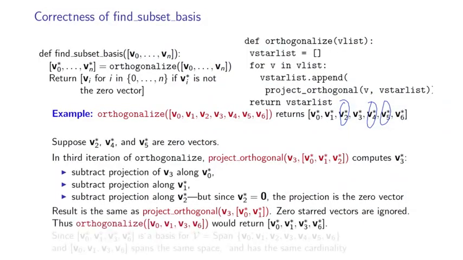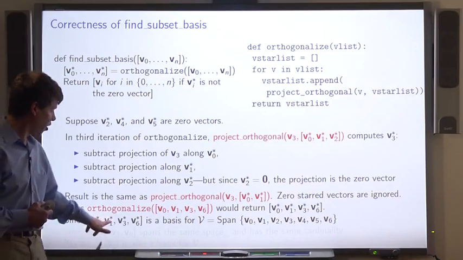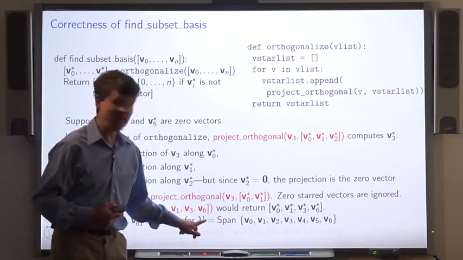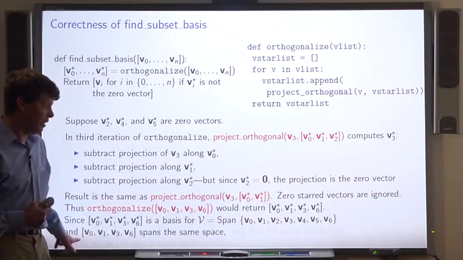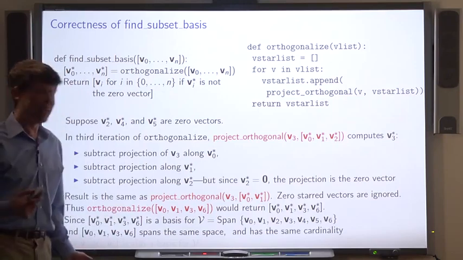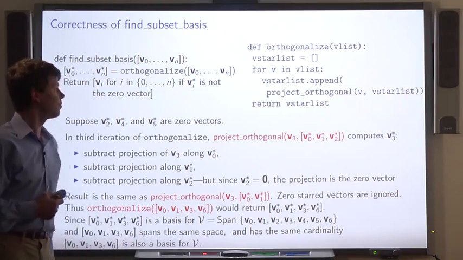So if we ran orthogonalize on just the vectors v0, v1, v3, and v6, the output would be exactly those vectors v0 star, v1 star, v3 star, and v6 star as we got here. We already know that those vectors form a basis for the vector space that's the span of v0 through v6. And we've seen that v0, v1, v3, and v6 span the same space. They have the same cardinality, so they also form a basis for that vector space.